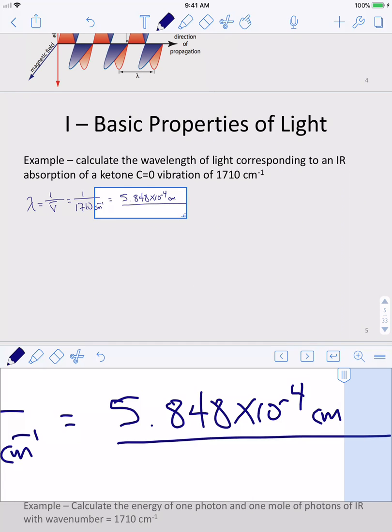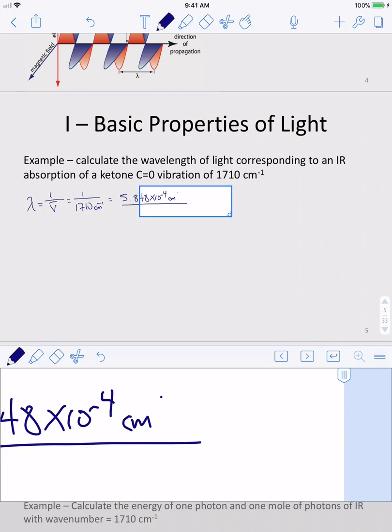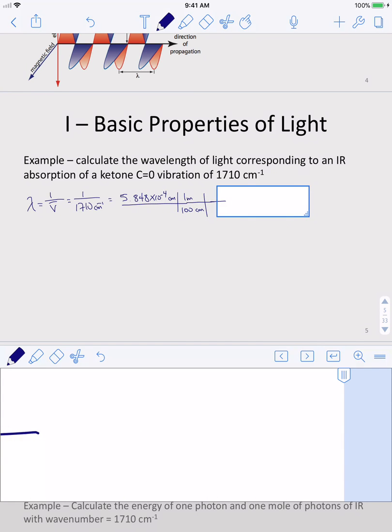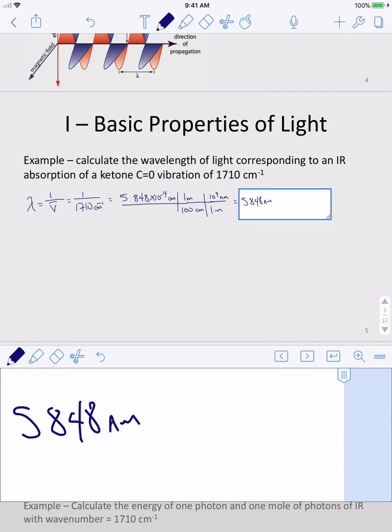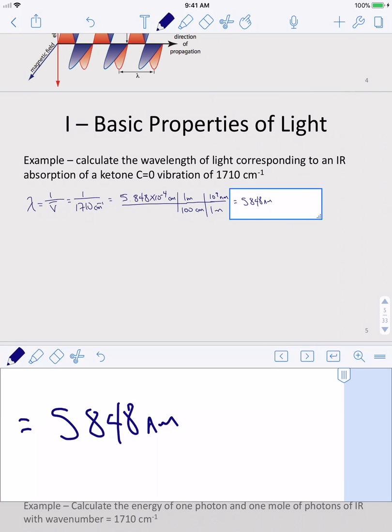And of course, we don't want to calculate our wavelength in centimeters, so we're going to calculate it in nanometers, because that's typically what we look at visible light in, at least. So our conversion: there are 100 centimeters in 1 meter, and 1 meter is 10 to the 9th nanometers. So this is 5,848 nanometers. And that makes sense because we're in the infrared region. Visible ends at about 780, so it should be quite a bit higher than that.